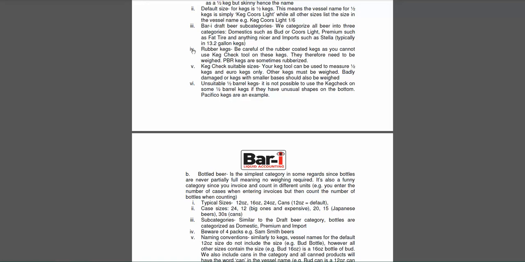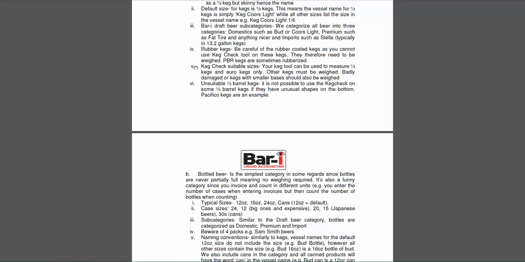Quick note on rubber kegs, not very common. PBR is an example, but sometimes you'll see kegs which are rubberized on the outside. Rather than obviously the aluminum shell, they've got the aluminum shell, and then outside of that they're coated in black rubber. PBR kegs are the most common of these. Just be aware of them because you can't use the keg check tool on them. We'll have more on that, but the keg check tool is the sort of speed saver tool we use for weighing kegs. You can't do it if there's rubber on the outside. It will not work correctly.